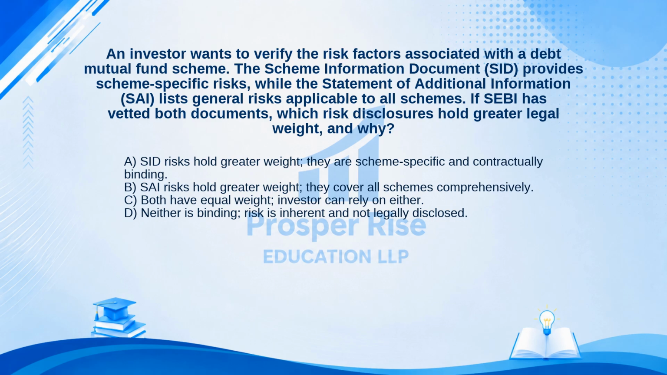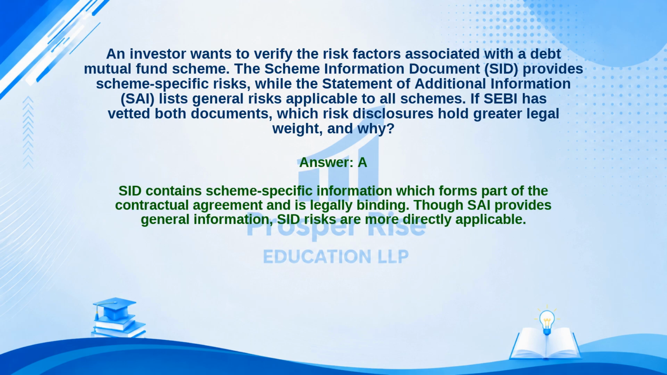The correct answer is option A. Let's see why. SID contains scheme-specific information which forms part of the contractual agreement and is legally binding. Though SAI provides general information, SID risks are more directly applicable.